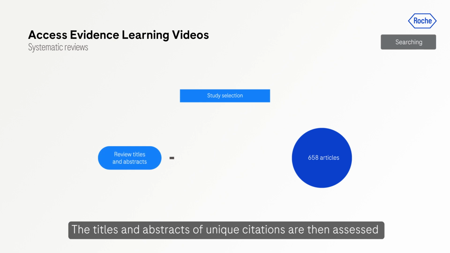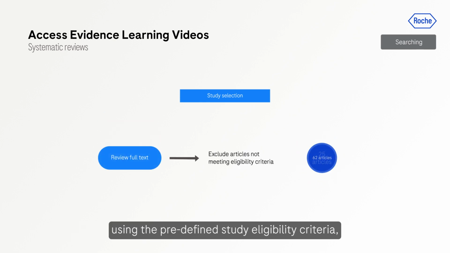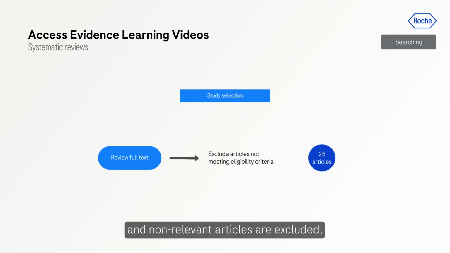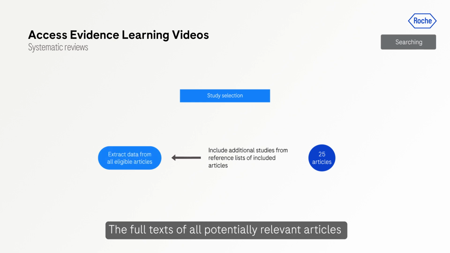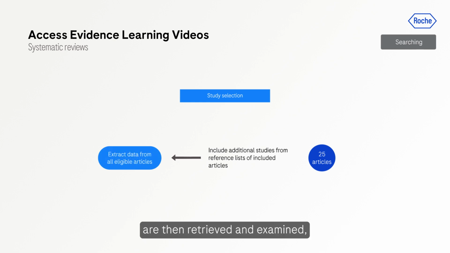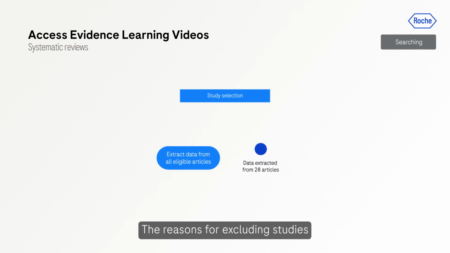The titles and abstracts of unique citations are then assessed using the predefined study eligibility criteria, and non-relevant articles are excluded, usually with a reason for exclusion. The full texts of all potentially relevant articles are then retrieved and examined, and the final decision on study inclusion is taken based on the predefined eligibility criteria. The reasons for excluding studies are also documented at this step.